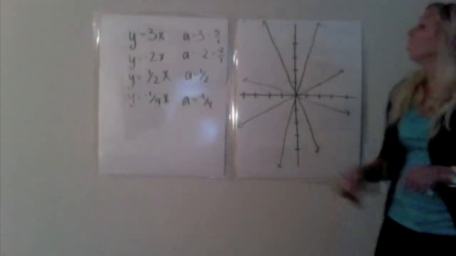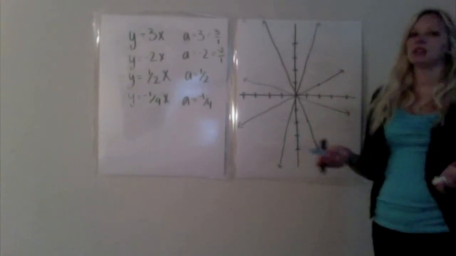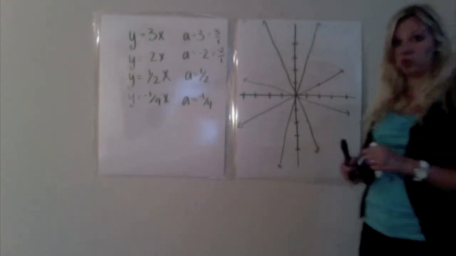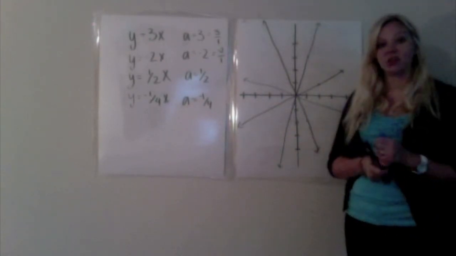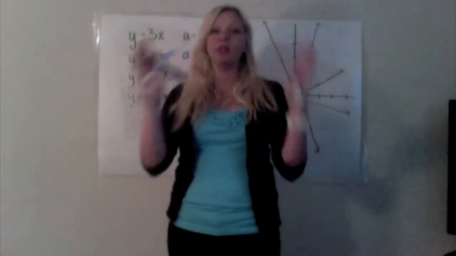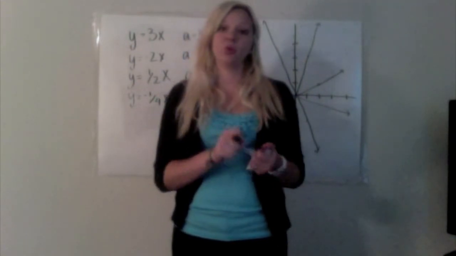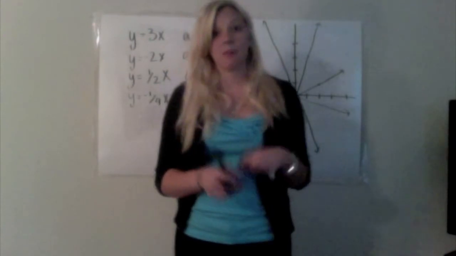Now, looking at all 4 of these graphed on our graph, what do you notice about the 4 equations? You're right, they all go through the origin. So that means that all of these have a y-intercept at 0. The same is true with all of the equations in the family of direct variation. Every single equation, y equals a times x, has a y-intercept at 0.